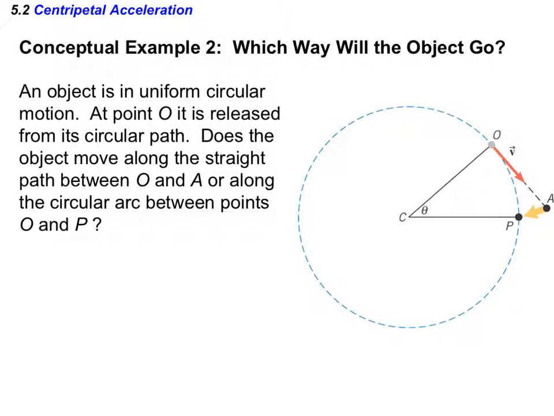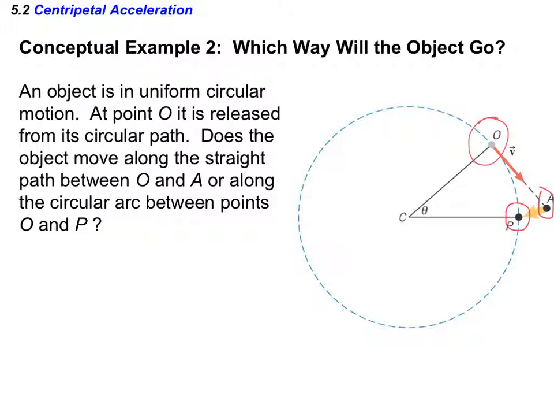Let's consider this conceptual example here. And we've talked about this before, and we can treat this with Newton's first law to answer the question. But it states that an object in uniform circular motion, and at some point O, it is released from the circular path. And we want to know, does the object move along a straight path between O and A, or does it move along the circular path between O and P? And we know, based on Newton's first law and the law of inertia, that once this thing is released and there's nothing holding it in its path, then it's going to move in a linear path in the direction that it was moving at that moment.